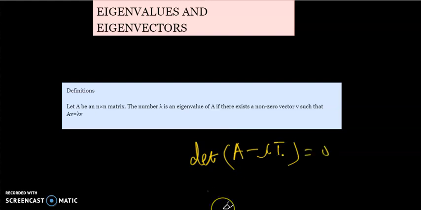Of course, what we are referring to here, A is a square matrix, because this matrix must be in the form of a square. Lambda is going to be some scalar quantity, and I is just an identity matrix that we are going to be using in this computation. So let's take an example, and maybe you are going to understand this better.